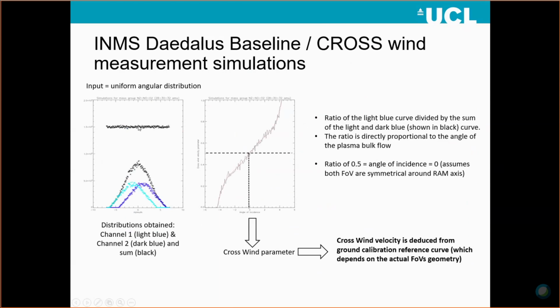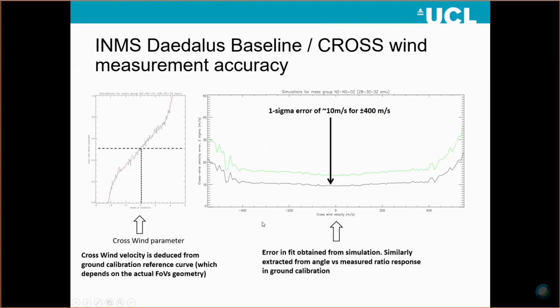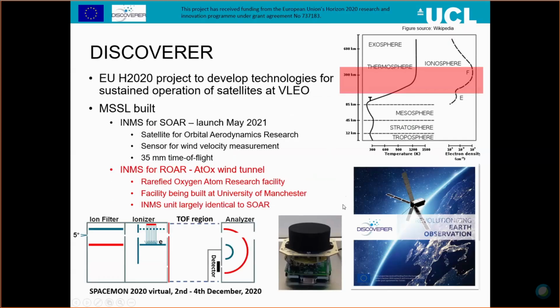When you put all the numbers together with the simulations that we did, we actually get a 1 sigma error of less than 10 meters per second for a plus or minus 400 meters per second wind. That's quite impressive from a science point of view, and we hope we'll be able to achieve it.